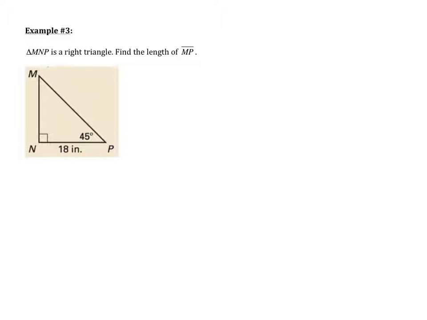And now on to example number 3. Triangle MNP is a right triangle. Find the length of MP, which is this right here. So notice if this is 45 and this is 90, that means that this is 45, and 18 is a leg. So we know that the hypotenuse is the leg times the square root of 2. So the hypotenuse in this case is what I'm looking for.